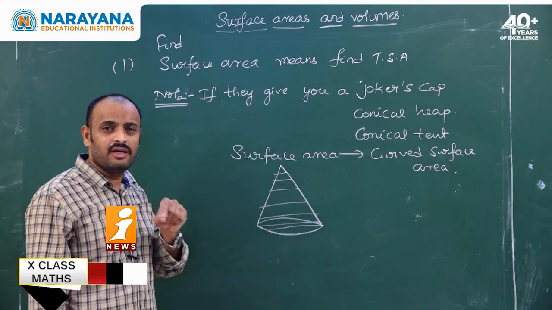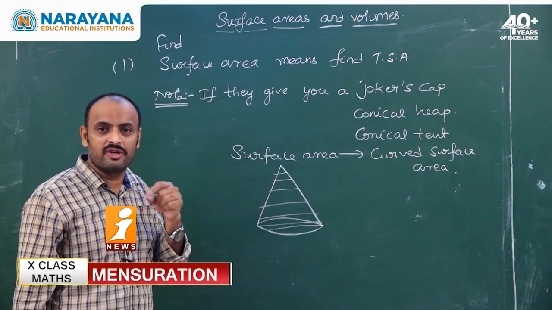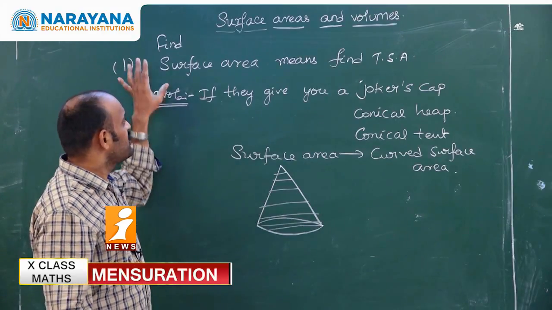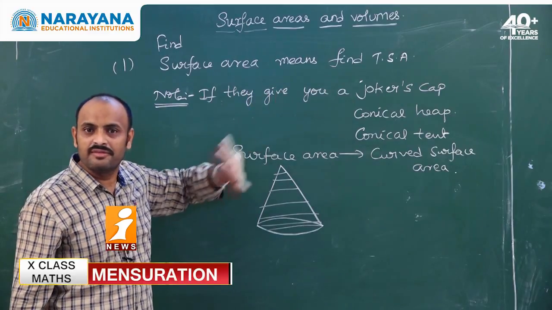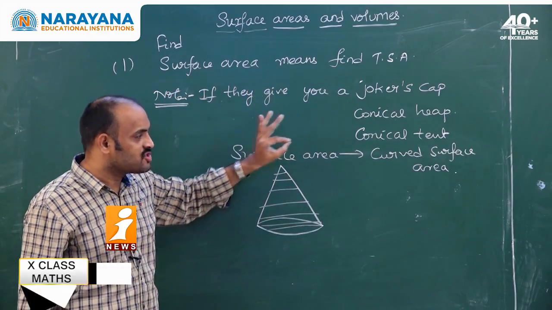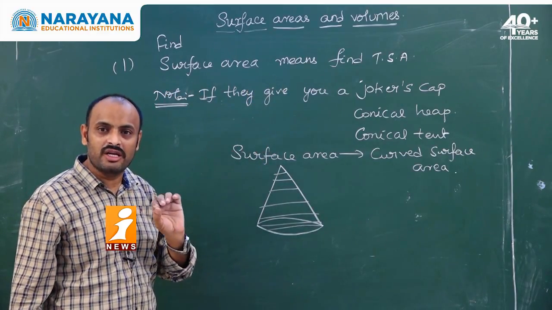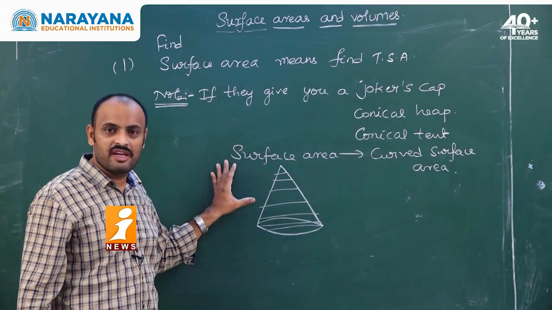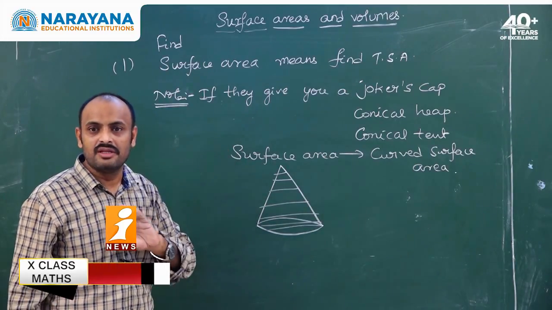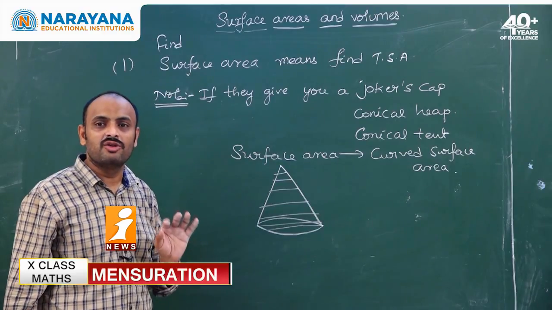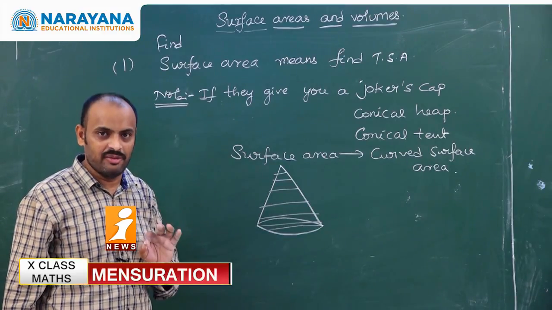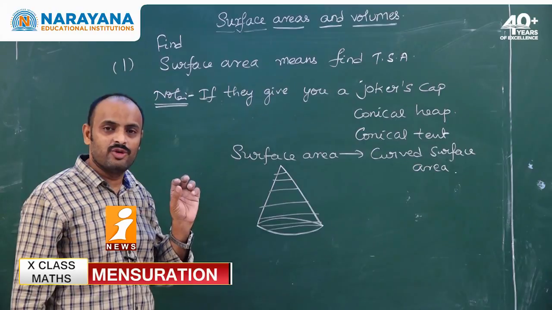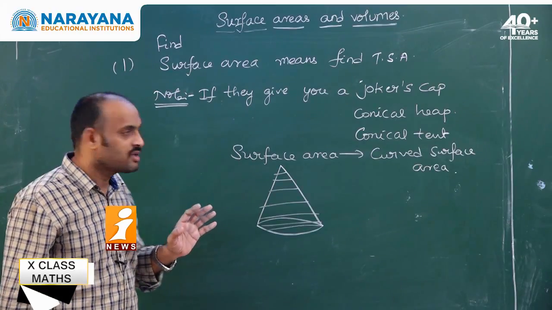In these three cases, surface area means curved surface area. Hope you got idea where to use total surface area and where to use curved surface area. Surface area means only total surface area. But only in these three cases, joker's cap, conical heap, conical tent, surface area means curved surface area. And while solving, don't forget to write units at the end, because units carry marks. Right, next.